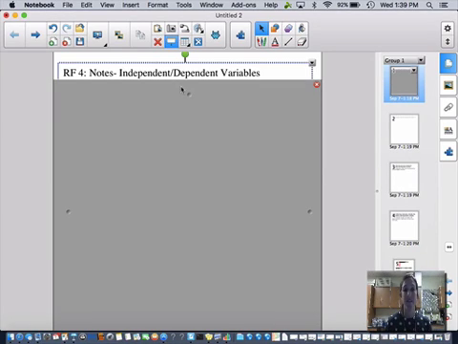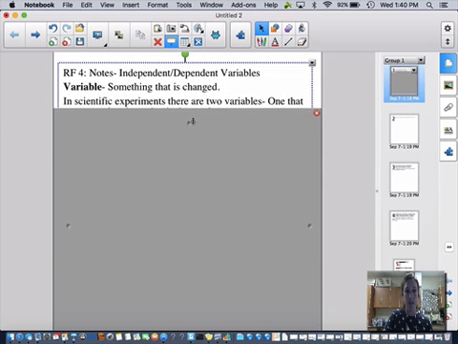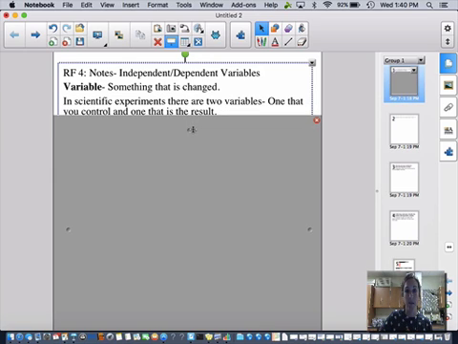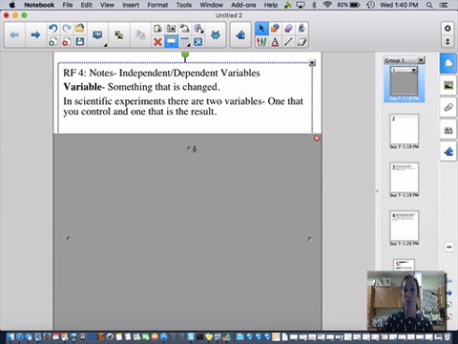Alright, this podcast is for RF4, which is I can decipher the difference between an independent and dependent variable. Now, we've talked about this a little bit in science class, but we're going to go into a little bit more detail here. First off, a variable is something that gets changed. A control is something that remains the same. Typically, in scientific experiments, there are two variables, one that you control and one that is the result.